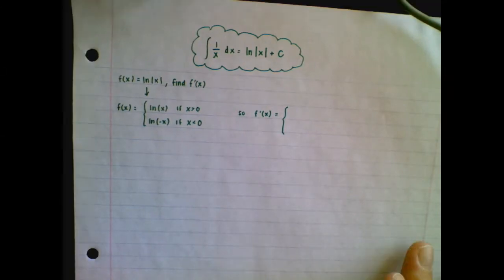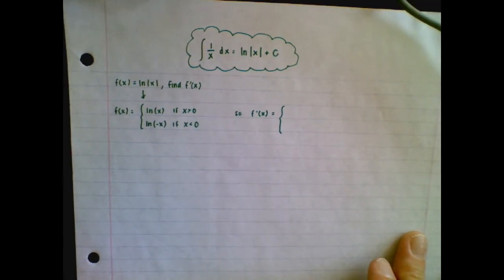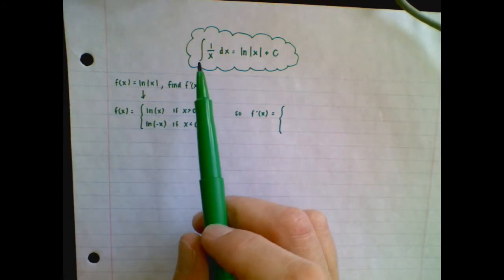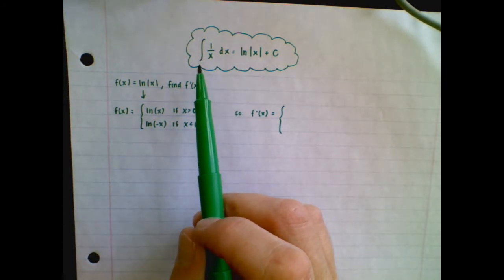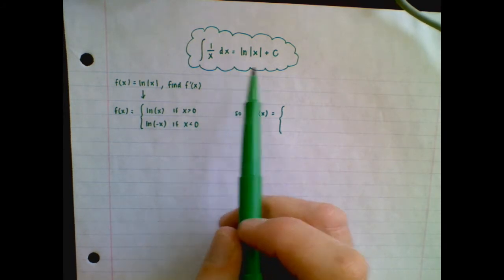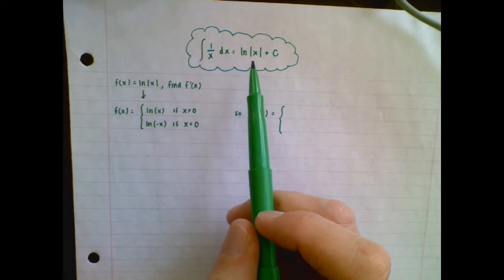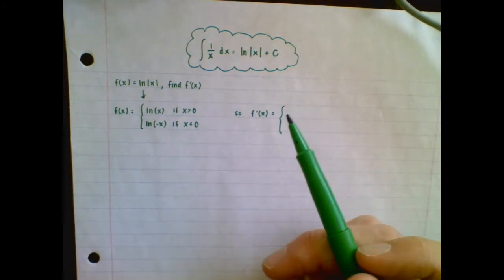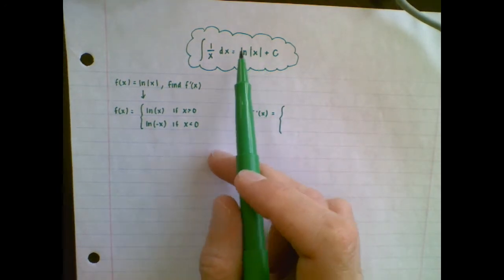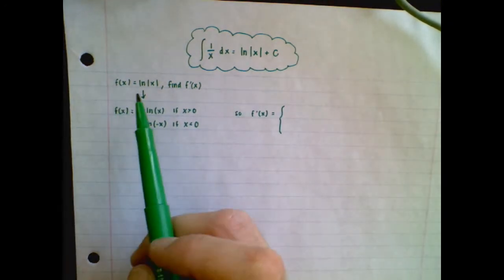Hey guys, we're going to be talking about integration with ln today. And the important formula that we're going to be working with through all of our examples is going to be this: the integral of 1 over x dx is equal to ln of the absolute value of x plus c. So why does this happen? Well, let's look at an example.